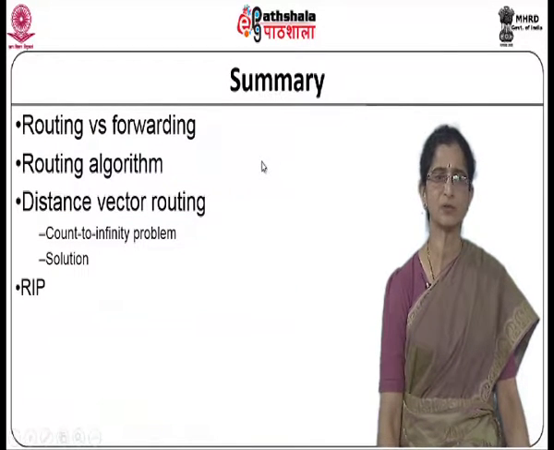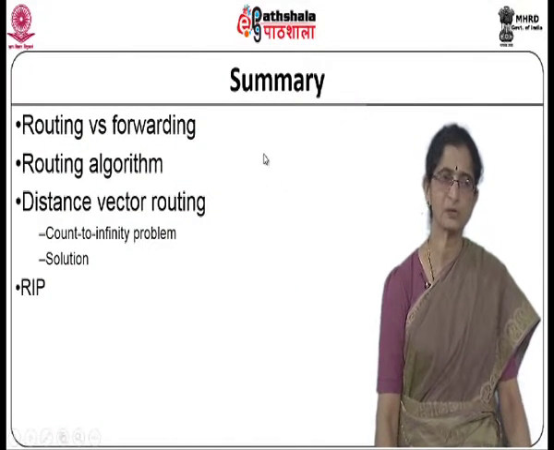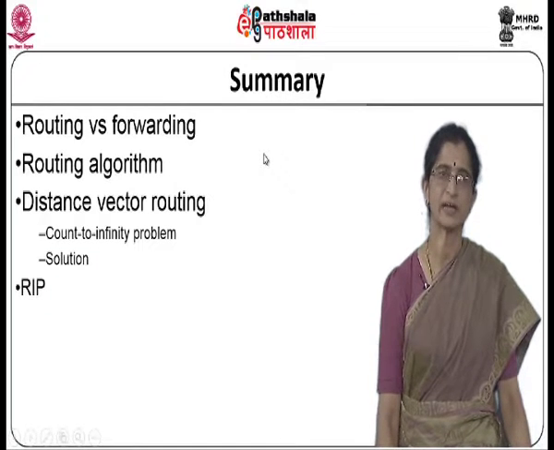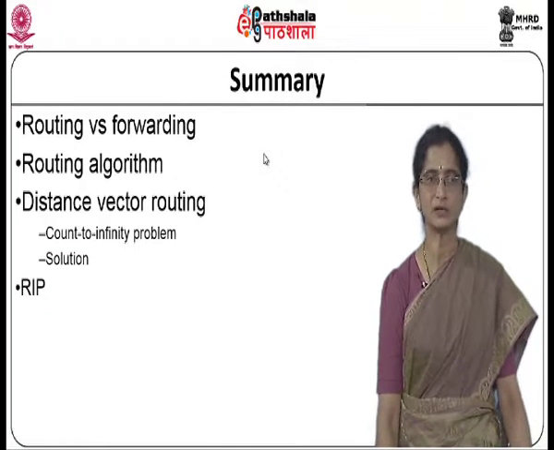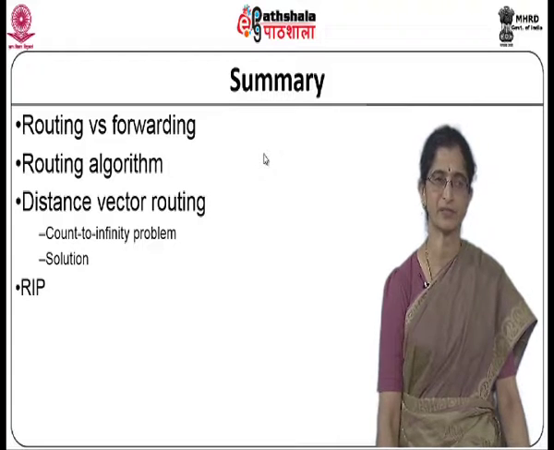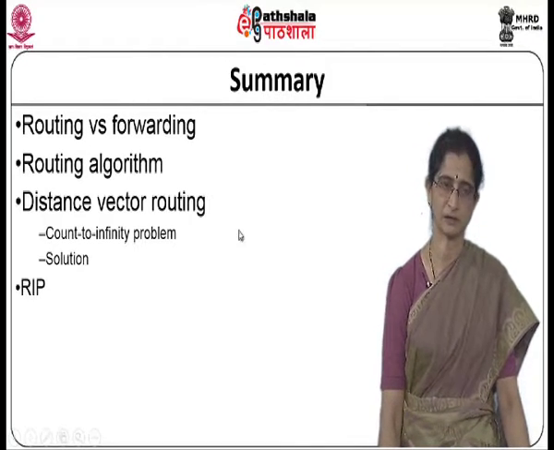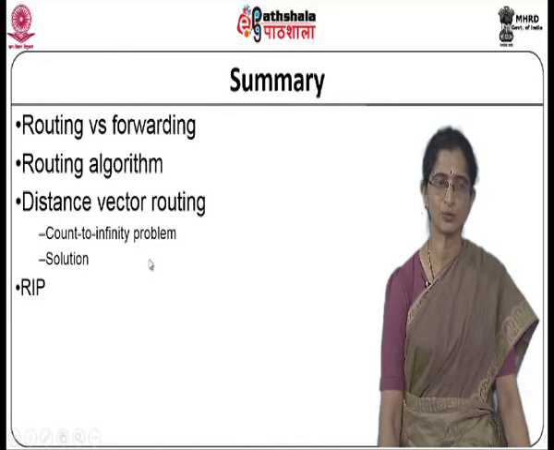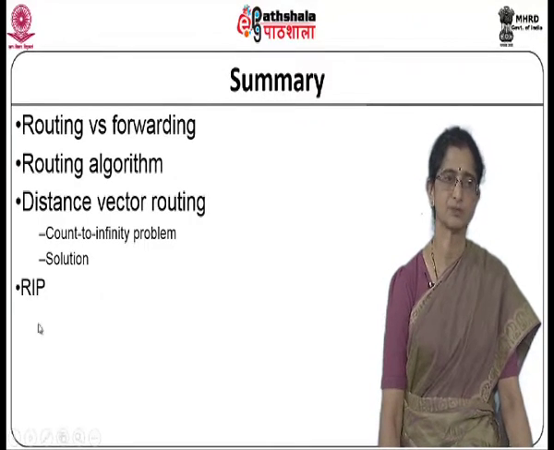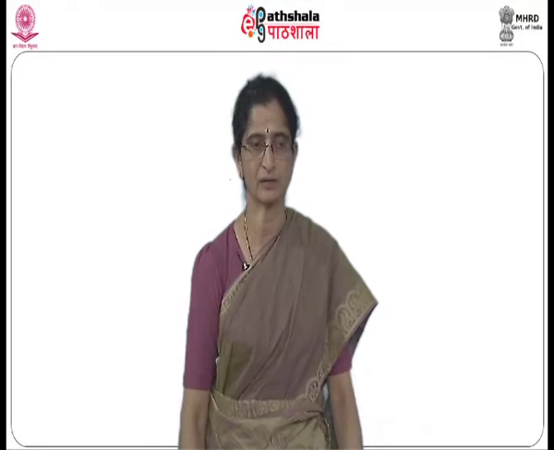So to summarize, we have looked at 3 things. We looked at routing versus forwarding, we looked at what routing algorithms are expected to do, how the graph abstraction helps us to identify the route, and we looked at the distance vector routing algorithm. We looked at the count to infinity problem in that and its solution. We also looked at how RIP is a simple implementation of the distance vector routing algorithm.